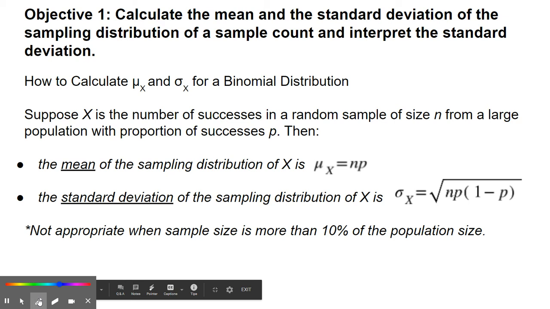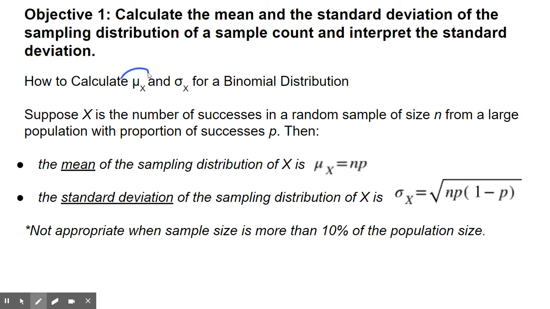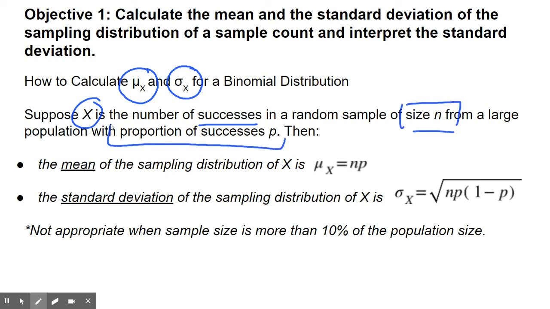Okay, so when we have these sampling distributions, we need our center and we need our variability. So here's where the mean of the sampling distribution and the standard deviation of the sampling distribution for x, or the sample count, is going to come into play. So suppose x is your number of successes, sample size n, proportion of success p. The mean of the sampling distribution of x is mu sub x equals n times p. That's the same formula as the mean of the binomial random variable.